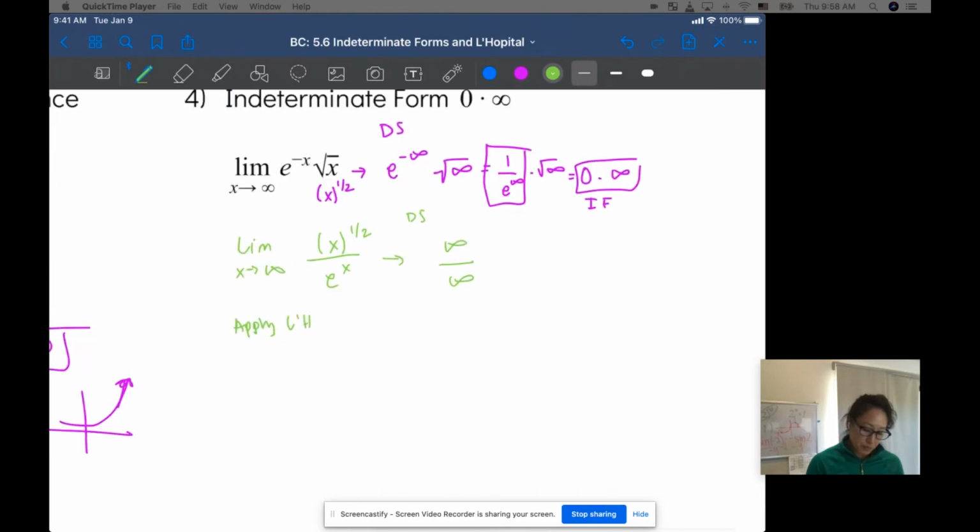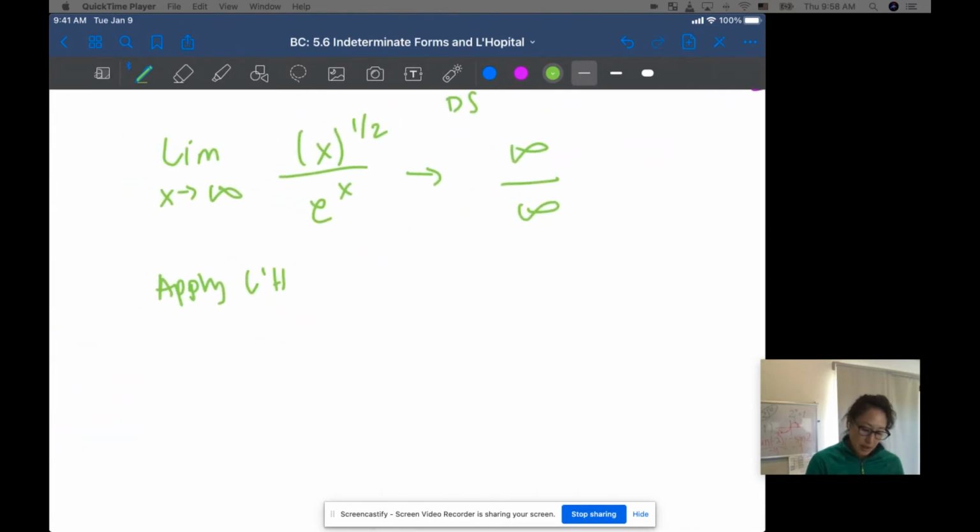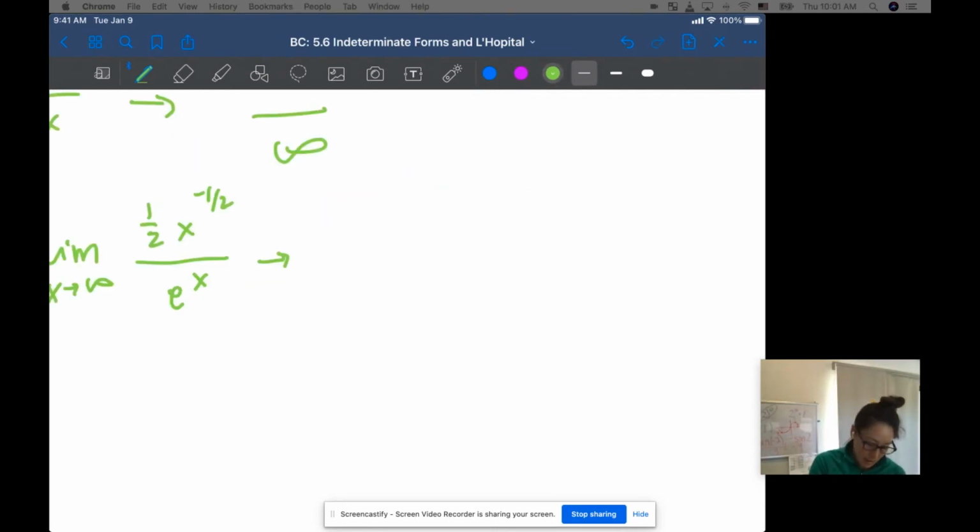L'Hopital. Okay, so I can take the limit as x approaches infinity of the derivative of the top. So that would give me 1/2 x to the negative 1/2 over e to the x. Okay, for ease, I'm going to rewrite this as the limit as x goes to infinity of 1 over 2 because of the 1/2, and then the x to the negative 1/2 will go to the denominator, and then I have e to the x.